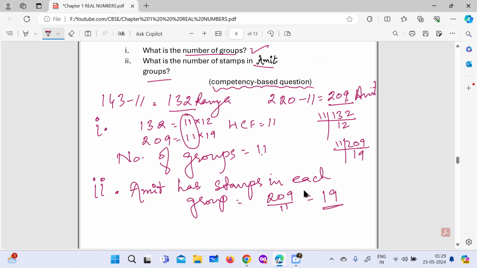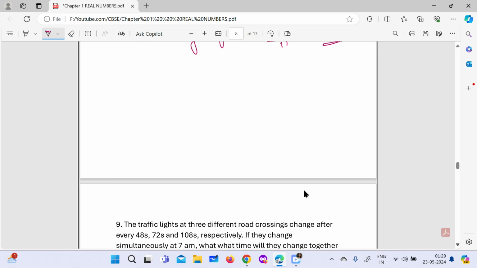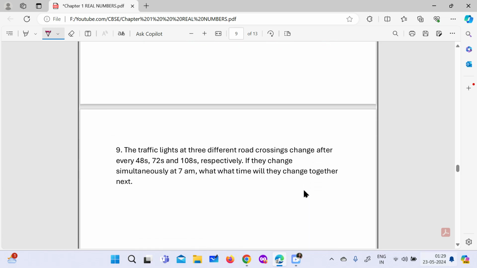If your question is about Ramya, how many stamps she has in each group, you can divide 132 by 11 and you will get 12. Yeah, so I hope this is clear. This was one question based on HCF. Now let's see what is the next question.